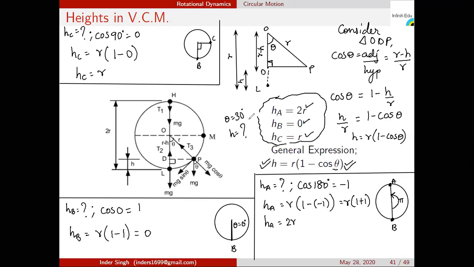So we have to substitute the value of theta, which is 30, so cos 30 will be root 3 by 2, and the value of R will also be given to you. Then we have to substitute the values, solve and get the value of h. Okay, so write this down, write all of this.